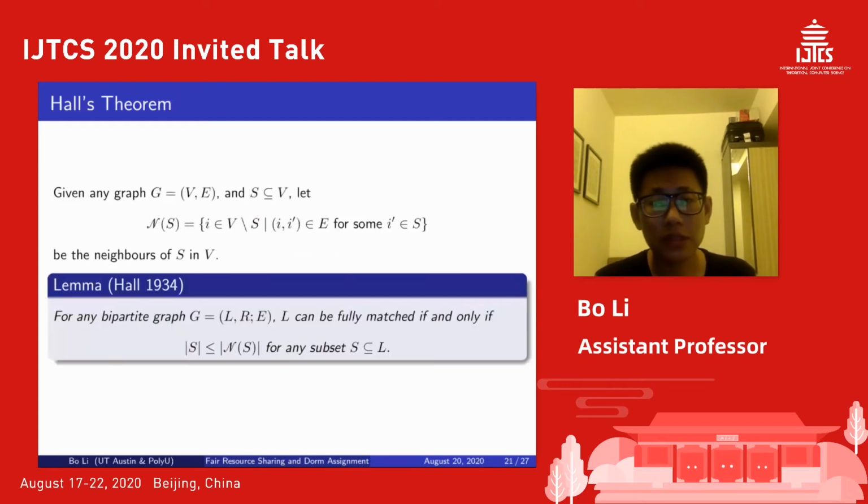I believe most listeners will be familiar with Hall's theorem. Given any graph G and any set of nodes S, we use N(S) to represent the neighbors of S. Hall's theorem says that for any bipartite graph with two sets of nodes L and R, L can be fully matched if and only if for any subset S of L, the size of S is no more than the size of its neighbors N(S). So if this holds for every possible subset of L, then L can be fully matched. This is a necessary and sufficient condition.